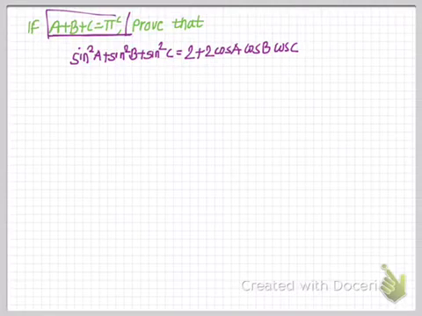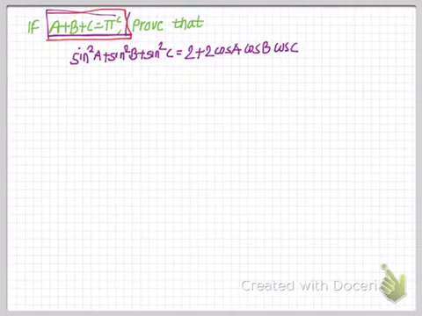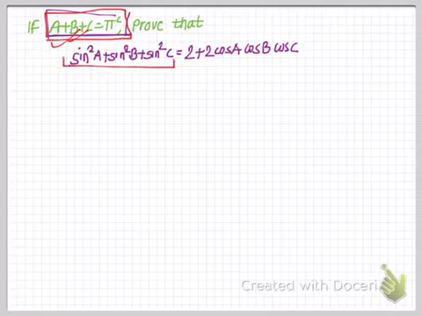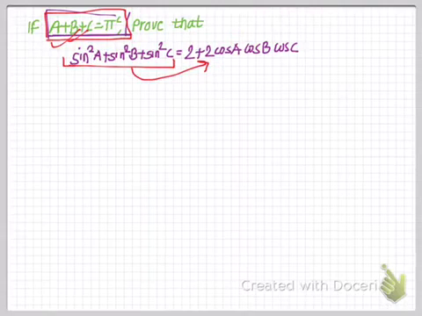So in this video we'll be looking at another question based on conditional trigonometry, and here we are given the condition as usual that the sum of angles A, B and C is equal to pi radian. By the help of the given condition and the left hand side, we have to prove the expression on our right hand side, which is 2 plus 2 cos A dot cos B dot cos C.